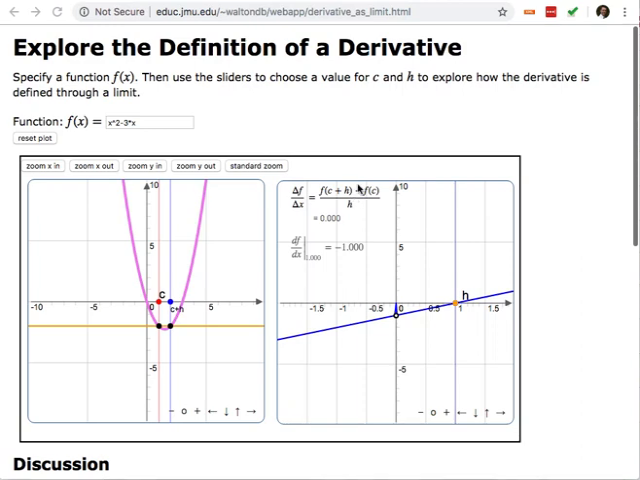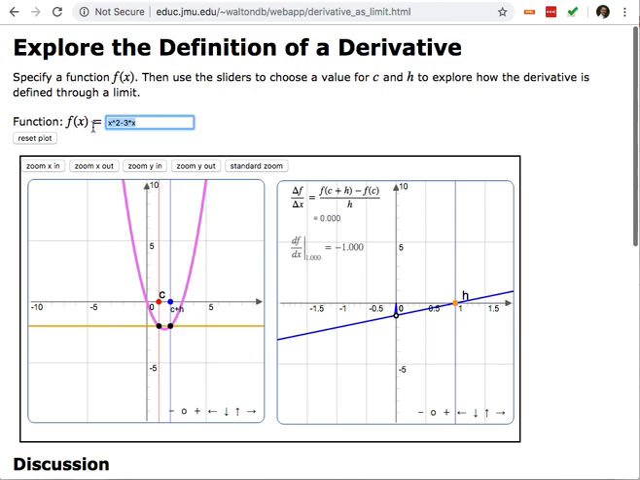In this video, I want to look at the definition of the derivative and look at this interactive website that allows us to explore that. So here I've got a function f of x. I'm able to type in a formula here. So let's just start with the default.